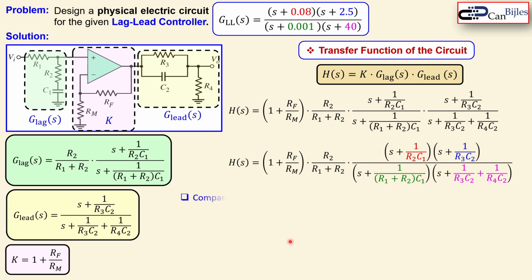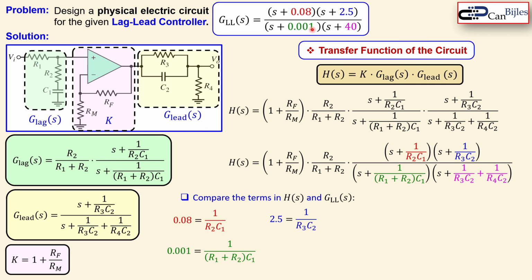So if I continue, I can say the following: compare the terms in the circuit transfer function with the given lag-lead transfer function here. So what we see, as said, the 0.08 will be then 1 over R2 times C1, and the 2.5 here will be then 1 over R3 times C2, so that's the next one.